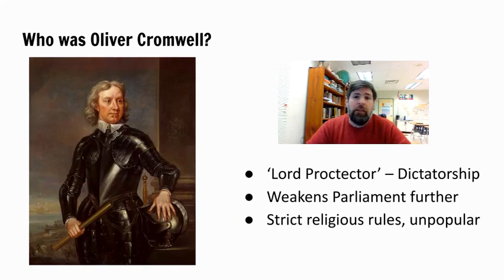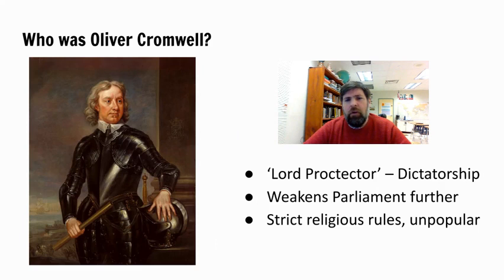Oliver Cromwell makes himself the ruler of England, but he doesn't call himself king. He calls himself the Lord Protector. And he basically functions as a dictator. I mean, he is a dictator for about another 10 years. Oliver Cromwell kind of does whatever he wants. He weakens Parliament even further. Parliament shrinks and gets much, much smaller.